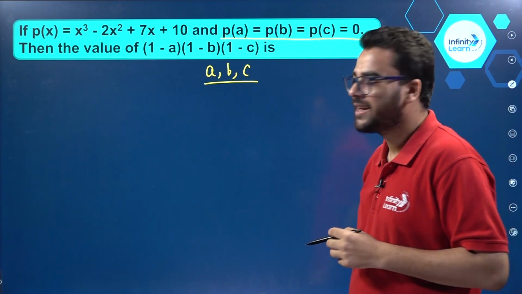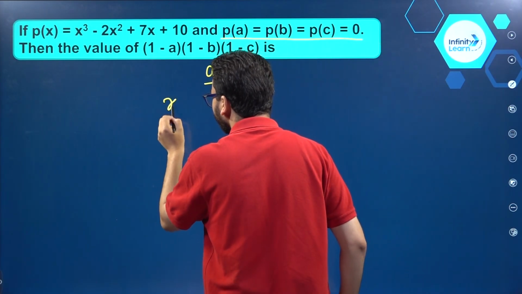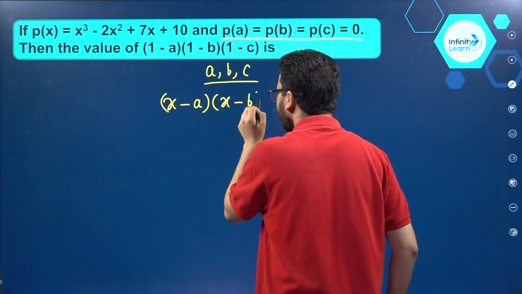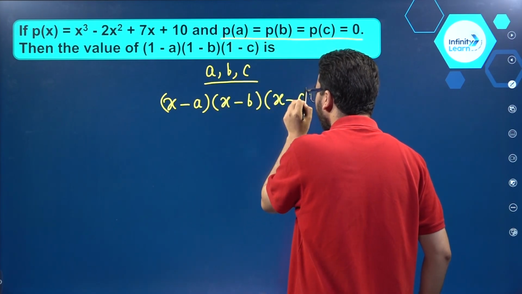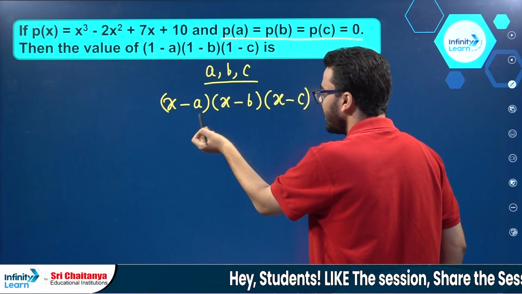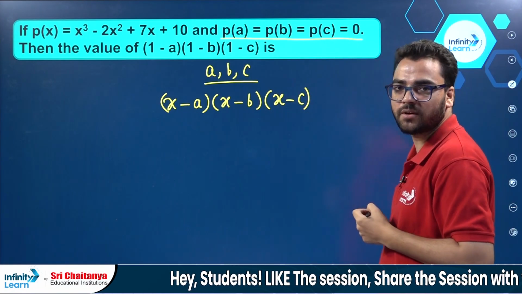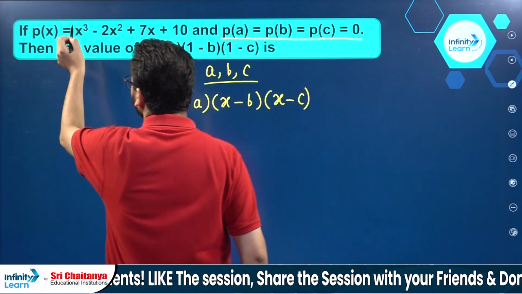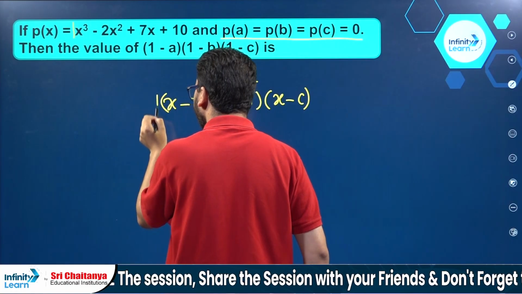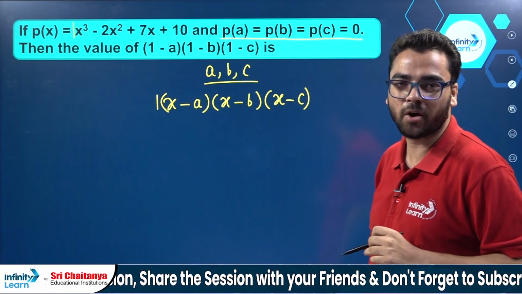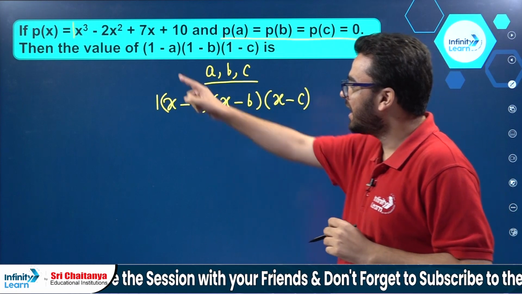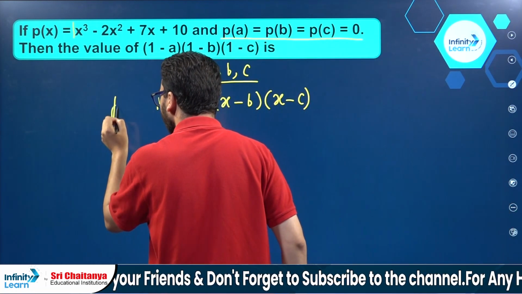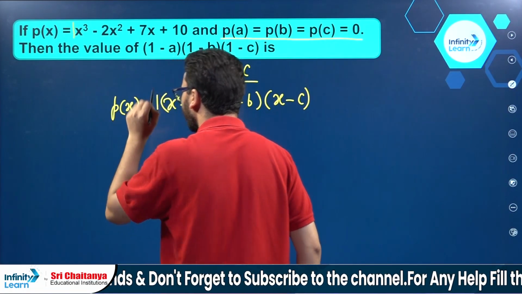So can we not say that the polynomial can be written like this: (x minus a)(x minus b)(x minus c)? Because then only you can say that a, b and c will be the zeros of this polynomial. Now over here, you can also see that the coefficient of x cube is 1. So the coefficient over here will also be 1. You don't have to bother about it. It means exactly the same polynomial P(x) is this. It means this is also P(x) only, right?